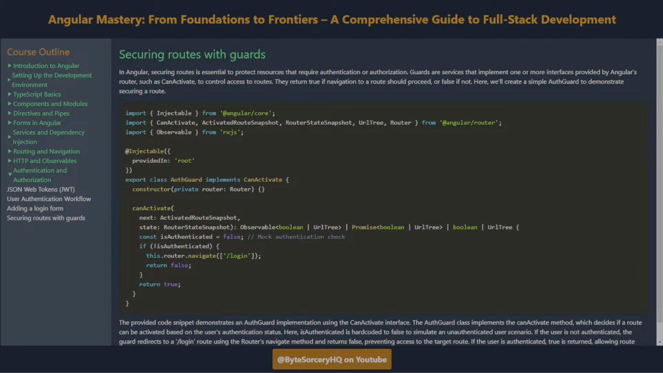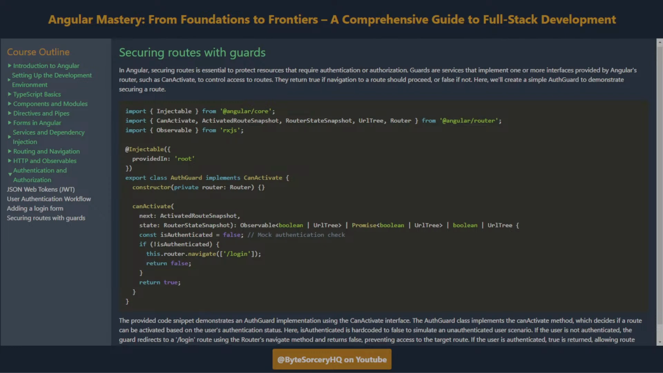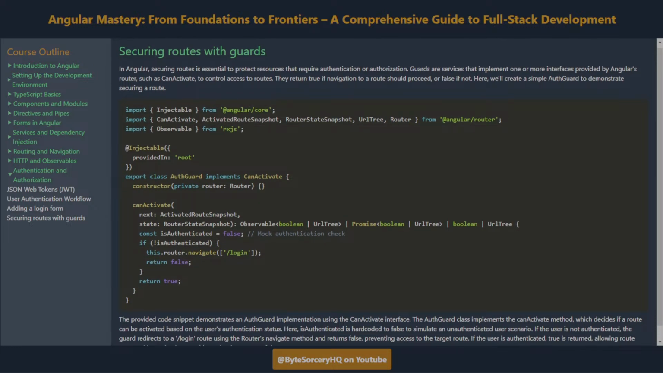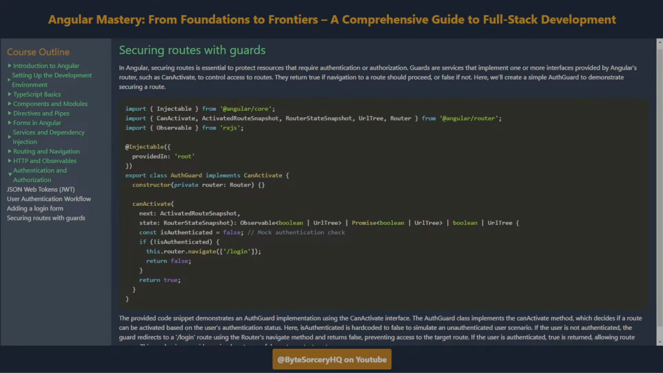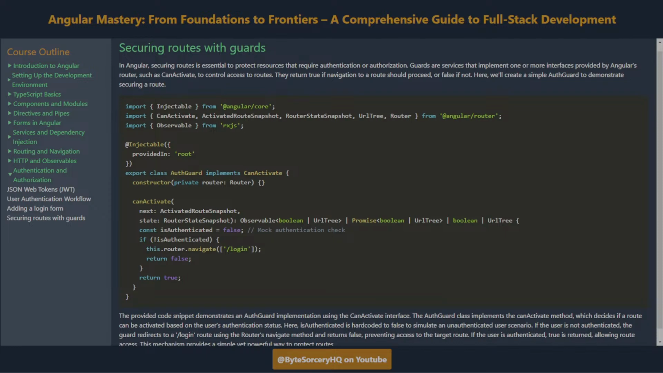Securing routes with guards. In Angular, securing routes is essential to protect resources that require authentication or authorization. Guards are services that implement one or more interfaces provided by Angular's router, such as canActivate, to control access to routes. They return true if navigation to a route should proceed, or false if not. Here we'll create a simple auth guard to demonstrate securing a route.